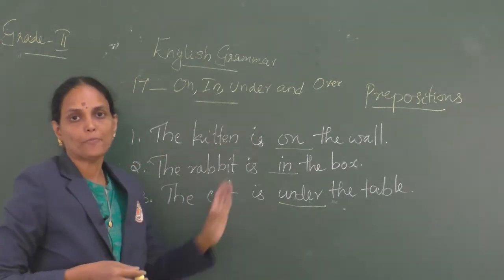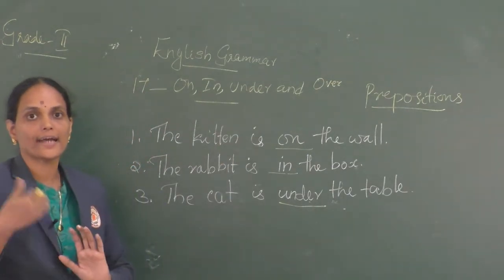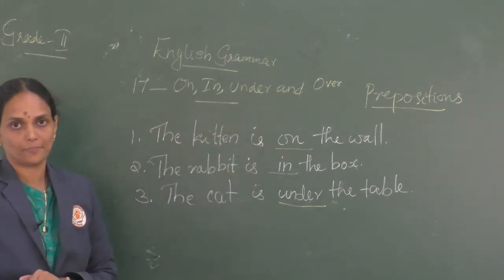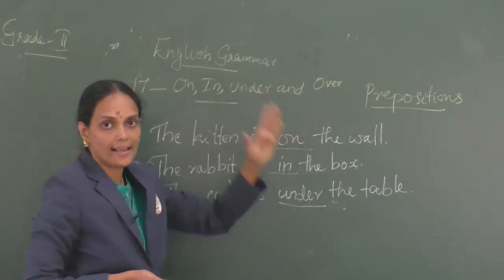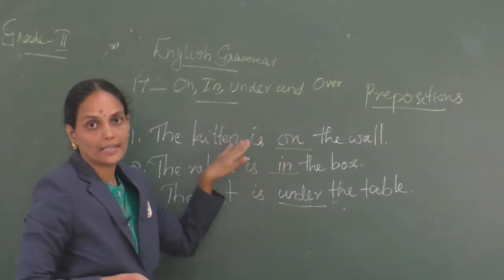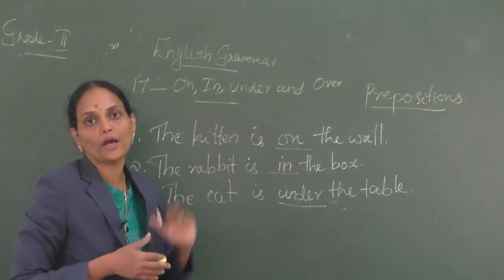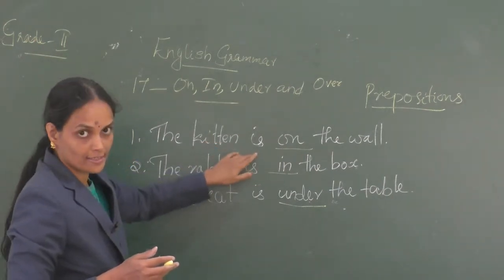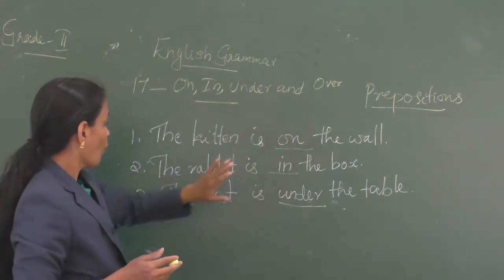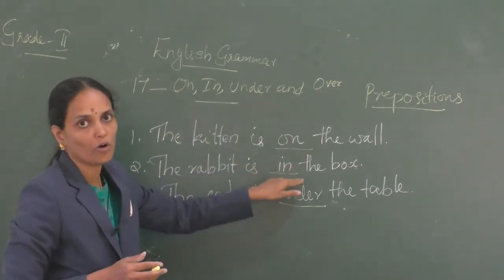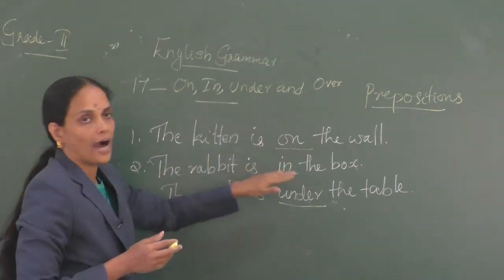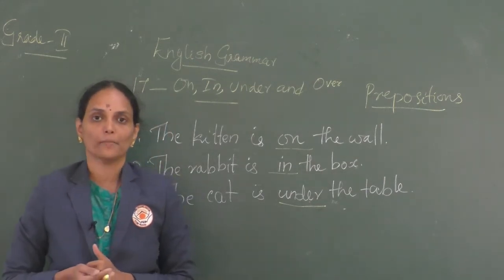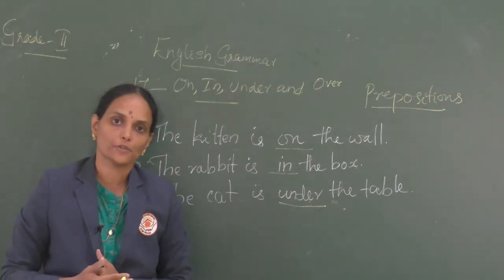Prepositions. Prepositions are the words that tell you where something or someone is. Prepositions tell us the position of the noun, where the noun is. In the first sentence, where the kitten is, it's on the wall. Where is the rabbit? In the box. And where is the cat? Under the table. Today we are going to talk about the use of prepositions.